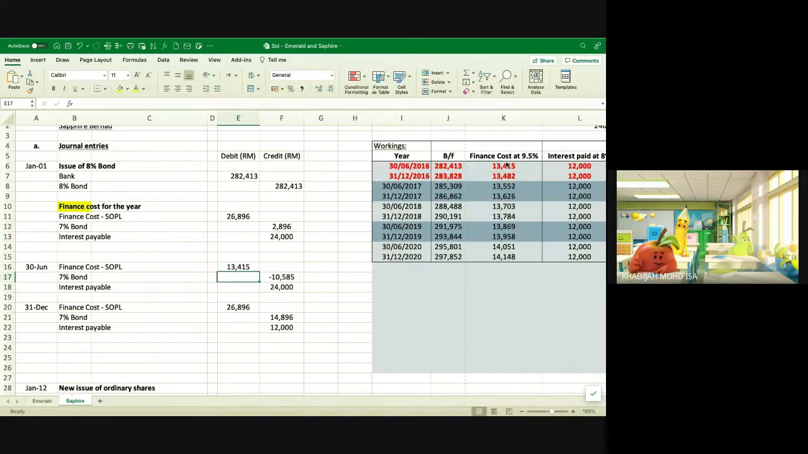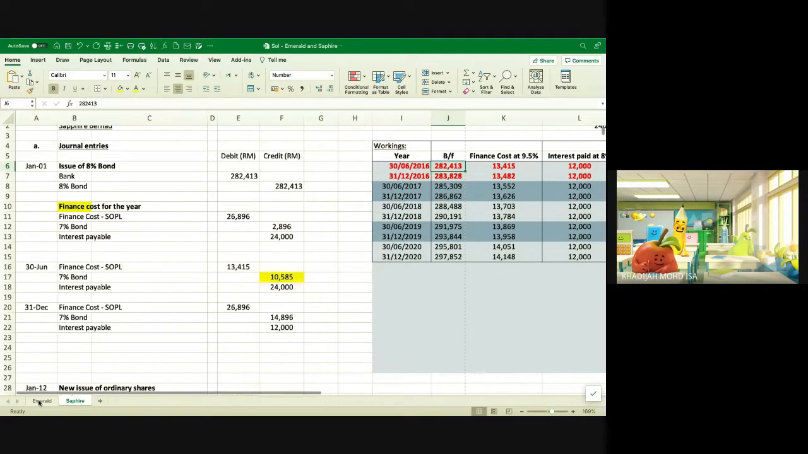So why do you have this one minus? In this case, it's credited. Why is it credited? Because the bond was issued at a discount. The face value is 300,000, but it was issued at 282,413.